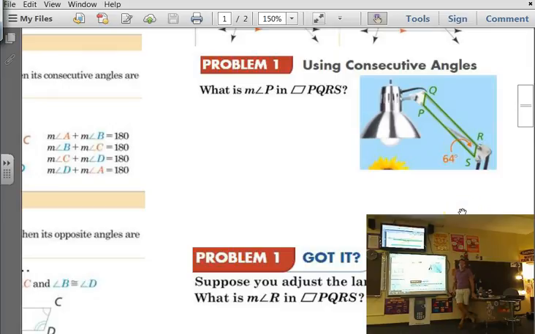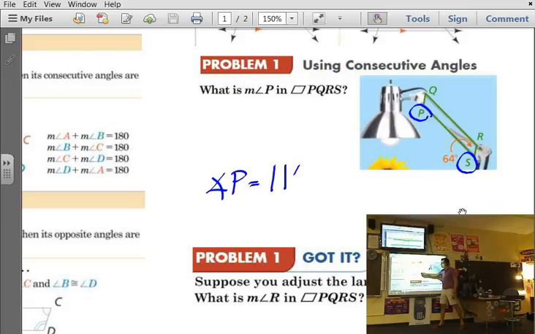So we're going to run through this pretty quick because I have 8 minutes left. In PQRS, we're looking for the measure of angle P. Now, we are given that angle S equals 64. If you can't see where that arrow is pointing, S equals 64. So what relationship would S and P have if they are on the same side of the parallelogram? They're supplementary, so the supplement to 64 would measure 116 degrees.